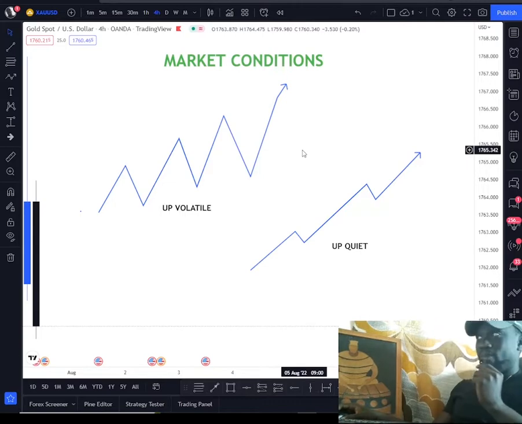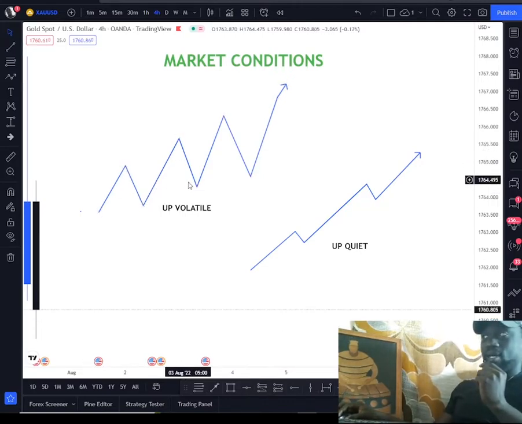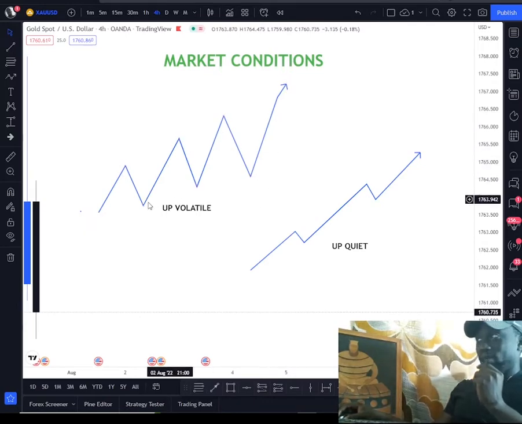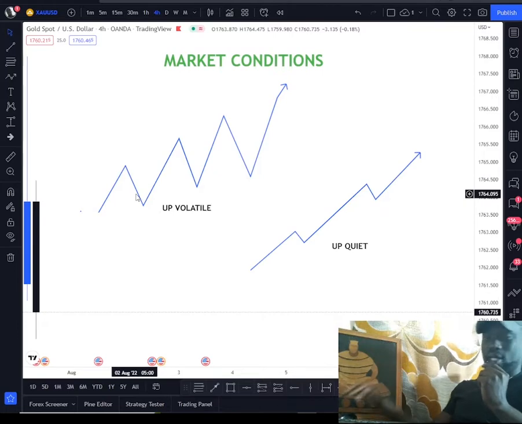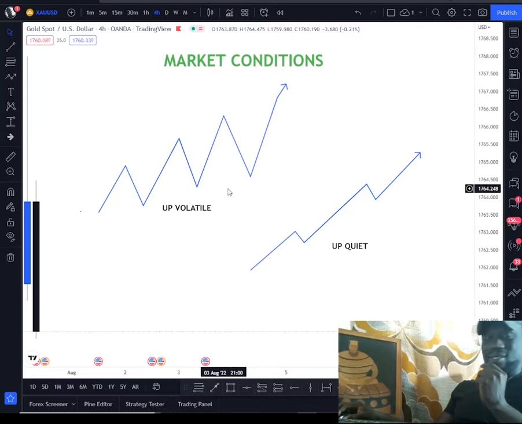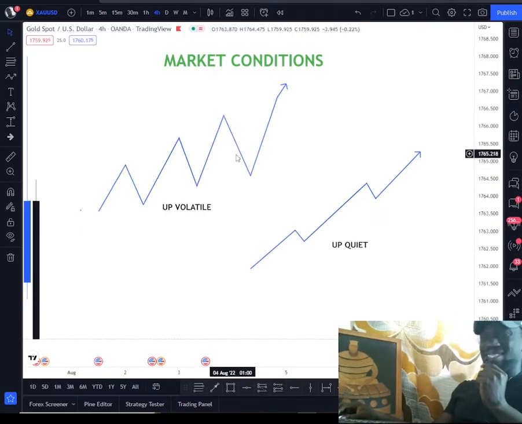So for the up volatile, you can see that the market goes up, comes down, moves up, comes down, moves up, comes down, and then moves up again. Why? Because they are sharp. The market is very volatile. You can see that there are sharp retracements. They move up. So this is still an uptrend, but there are sharp retracements that occur very deep into the trend.